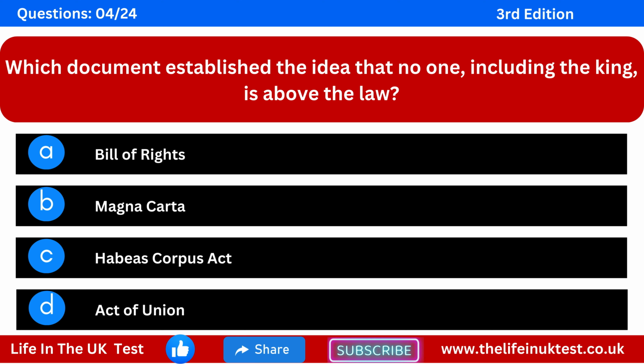Which document established the idea that no one, including the king, is above the law? Option A, Bill of Rights. Option B, Magna Carta. Option C, Habeas Corpus Act. Option D, Act of Union.